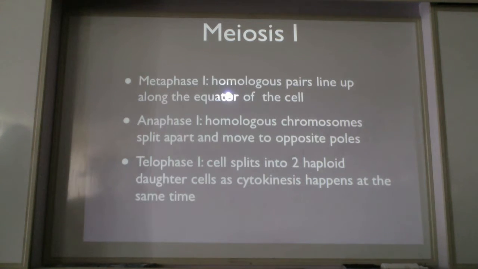And continuing meiosis 1, metaphase 1 is when the homologous pairs line up along the equator of the cell. Anaphase 1 is when these chromosomes split apart and move to opposite poles. And telophase is when the cell splits into two haploid daughter cells as cytokinesis happens at the same time.